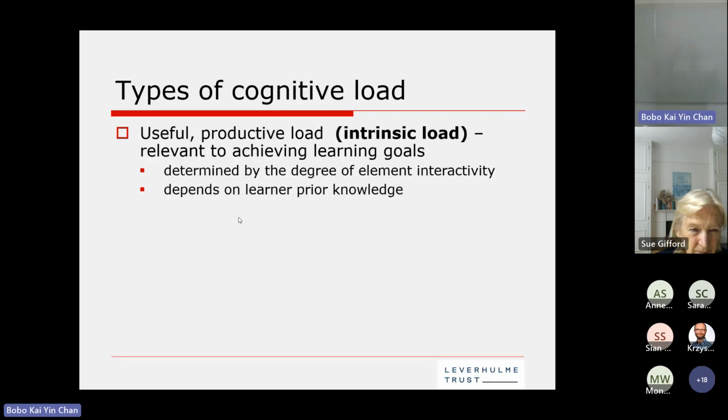So therefore, two major types of cognitive load are distinguished in cognitive load theory. One is so-called intrinsic cognitive load, meaning intrinsic to the instructional goal. In other words, useful or productive load, which is relevant to achieving specific learning goals. That is determined by the relations between those elements, with the degree of element interactivity. And again, I'm talking about it here in a simple approach. And of course, it also depends on learner prior knowledge. That's something we're going to talk about in more detail, probably definitely in the next lecture, a whole lecture about knowledge and structures. But prior knowledge is an important factor.